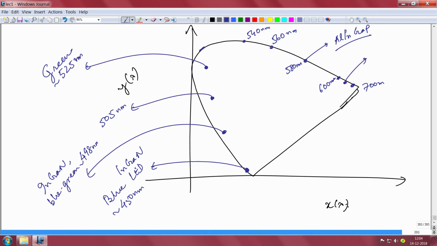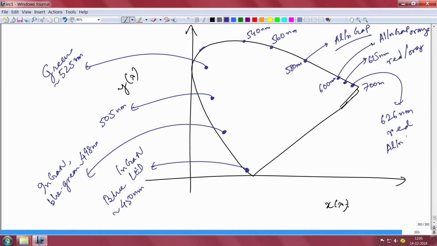So 600 nanometer will be, for example, again an AlInGaP LED, which is an orange LED. Then you might have a 615 nanometer LED, which is a red-orange LED, again of AlInGaP. And then this could be around, say, 626 nanometer, which could be a red LED based on aluminum indium gallium phosphide. So this is how different LEDs will correspond to different points in the chromaticity diagram.